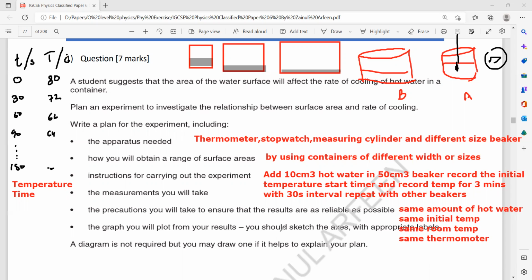For the graph you will plot from your results, you should sketch the axes with appropriate labels. So what will be the graph we will plot? It should be temperature and time. There should be time on the x-axis and temperature on the y-axis. Usually the independent variable goes on the x-axis, so time is the independent variable. That's why it's on the x-axis, and temperature on the y-axis. Whenever the question says you should sketch the axes, it means you have to mention which quantity and what the unit is for that quantity.